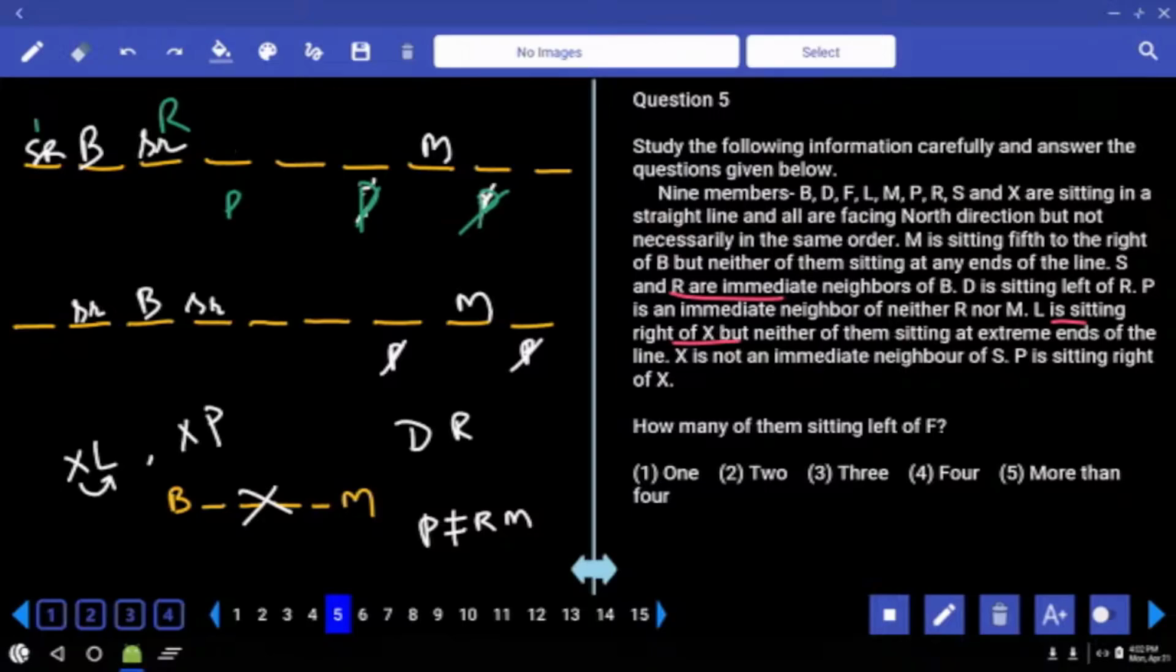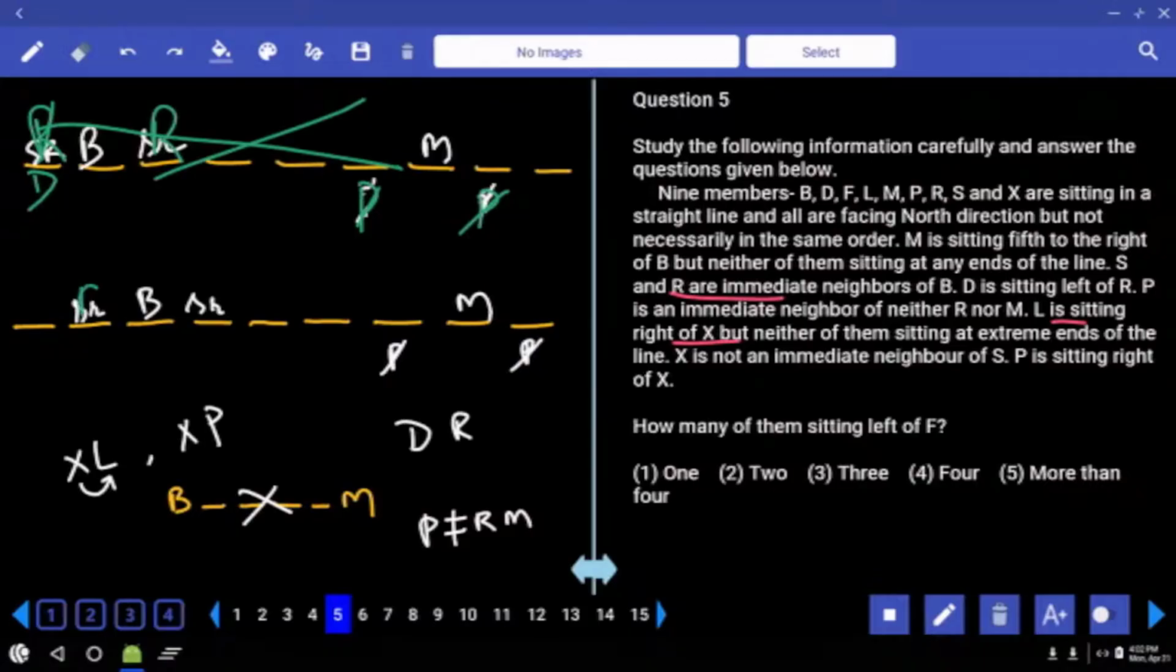Then if R cannot be here, can we have R at this place? Why is it no? Now if R is here, D is to the left of R, which is not possible. Clear? Hence R cannot be here. And if R is here, D cannot be here. This case is completely ruled out. Done. Now we are left with the second case.